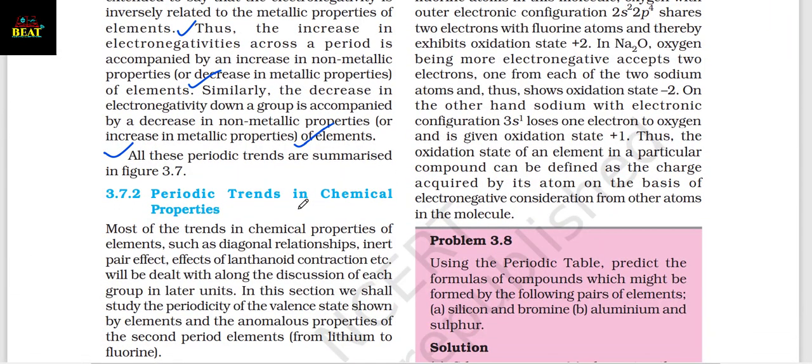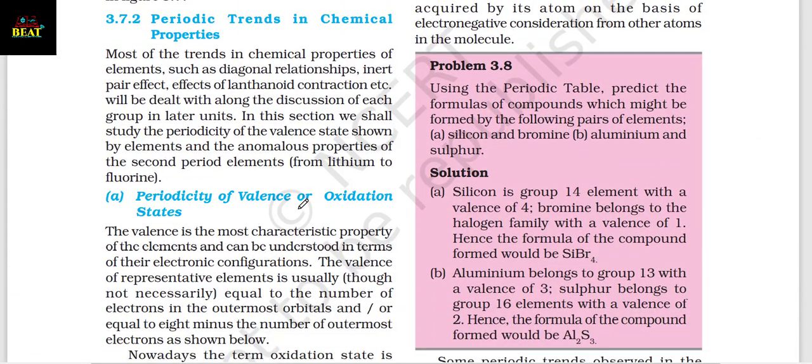Now, 3.7.2, periodic trends in chemical properties. Most of the trends in chemical properties of elements, such as diagonal relationships, inert pair effect, effect of lanthanoid contraction, etc., will be dealt with along the discussion of each group in later units. In this section, we shall study the periodicity of the valence state shown by elements and the anomalous properties of the second period elements from lithium to fluorine. A. Periodicity of valence or oxidation states.